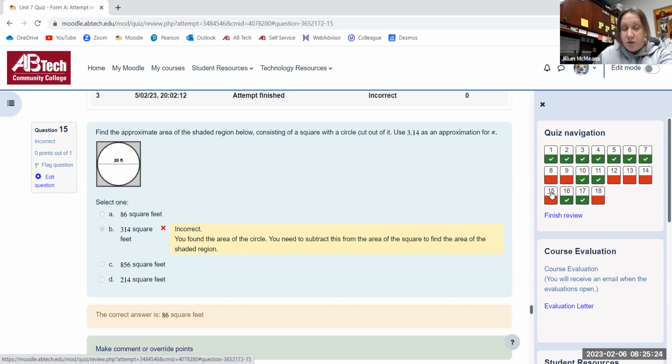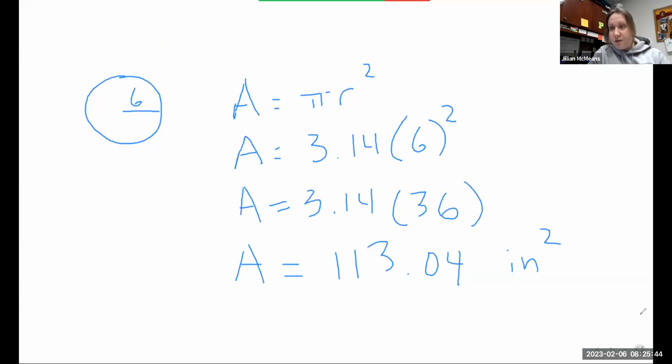So we have a square with a circle cut out, and the circle is the largest circle that would fit inside that square. And it has a diameter of 20 feet. Let's go to the whiteboard. Now, this is going to be hard for me to draw. I'll do my best. But again, the stylus touchscreen thing is not the greatest situation.